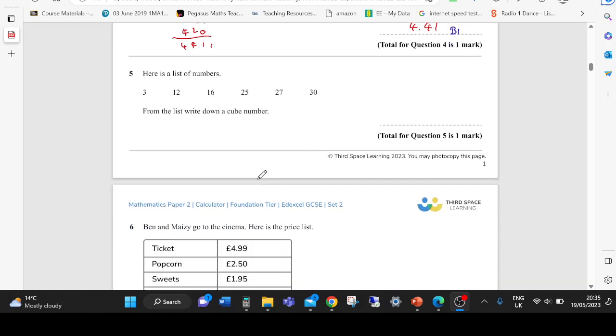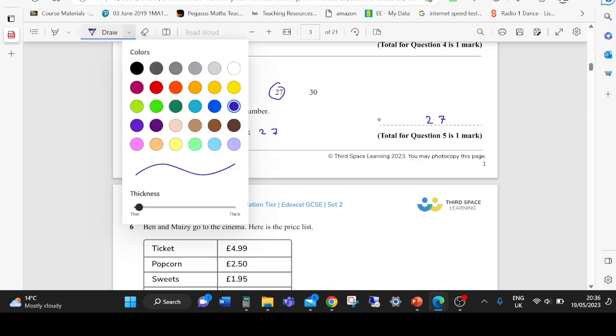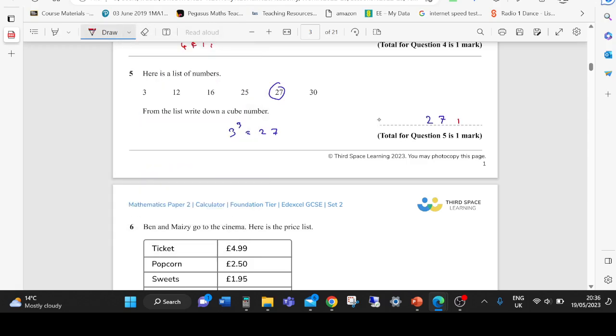Question 5, here's a list of numbers. From the list, write down a cube number. A cube number is a number that times by itself 3 times to give you your answer. So we're looking at 27 as our cube number because 3 cubed is 27. And again, we're just looking at a B1 mark for that.